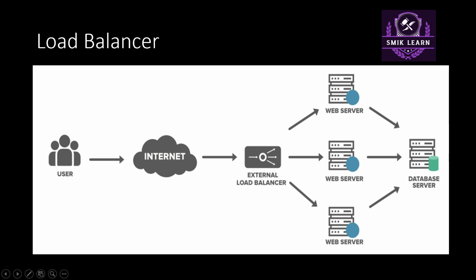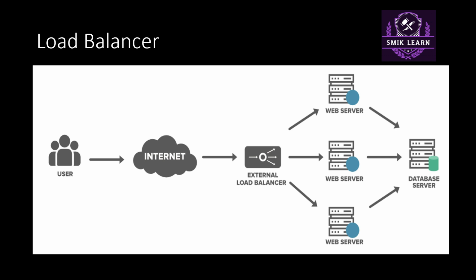If 1 million requests are coming through the internet, this load balancer will handle 10,000 for one web server, another 10,000 for another web server, another 10,000 for another. Like that we can share and balance the number of requests. That is called a load balancer. The load balancer will balance the number of requests across the different web servers, and then the web servers will return the responses. These responses will be returned to the users. This is called a load balancer.